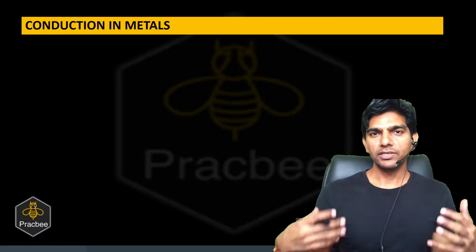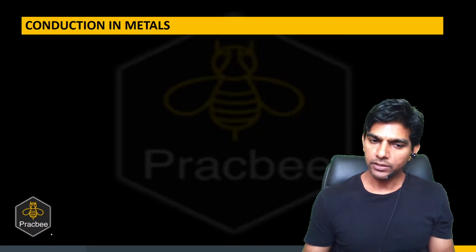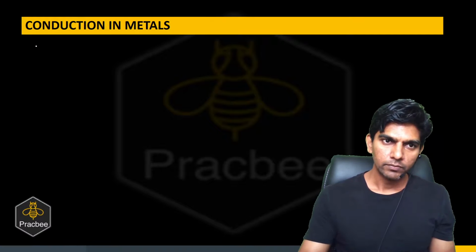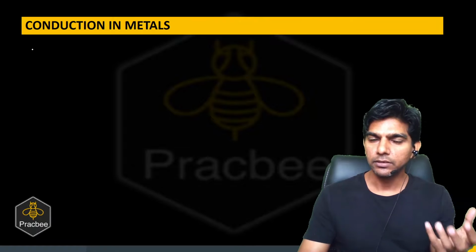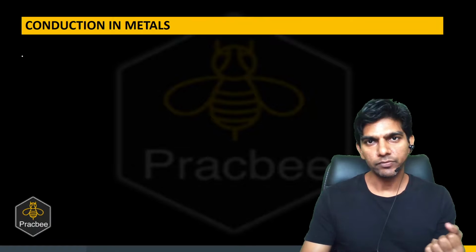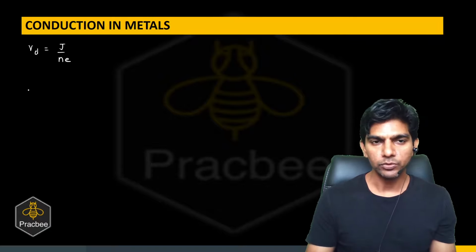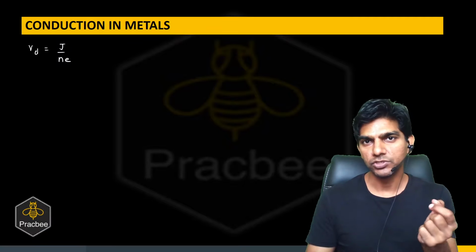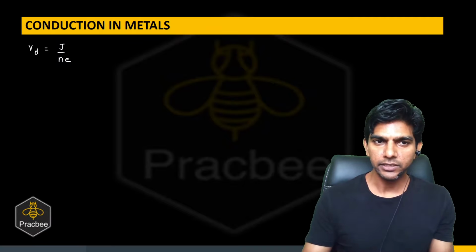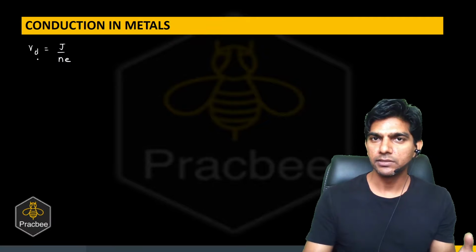Now let us see how the conduction is happening in metal. So in current electricity, we know that when the charge carrier moves, we define a velocity known as the drift velocity. And this drift velocity is nothing but J upon Ne, where N is the number density of the charge carriers, J is the current density, e is the charge on one carrier, Vd is the drift velocity.